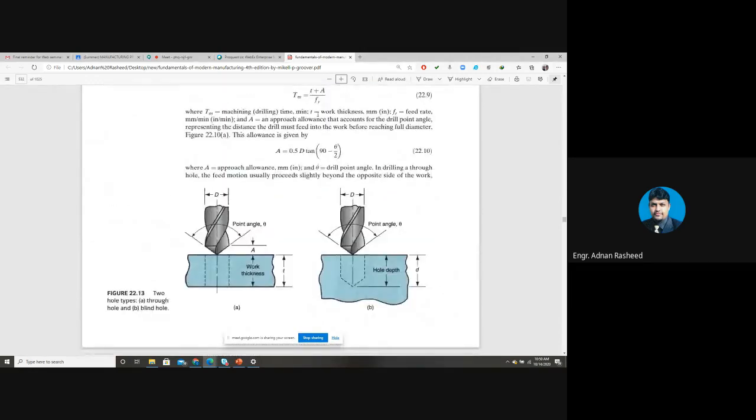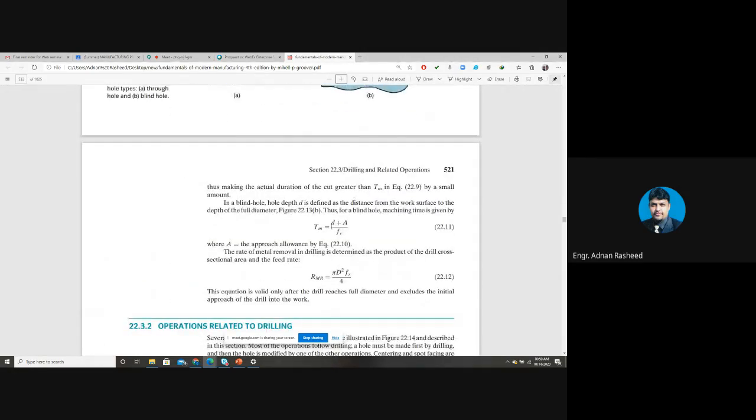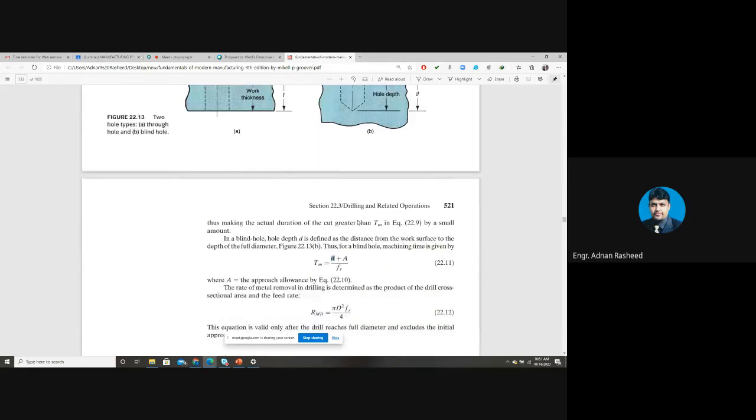This formula is for a through hole. Clear? Now coming toward a blind hole, the formula is the same, but here instead of hole thickness T, you will have to give the value of D, which is depth. Rest of the things are the same. Here T plus A, here you will have D plus A. So the rest of the formula is the same.